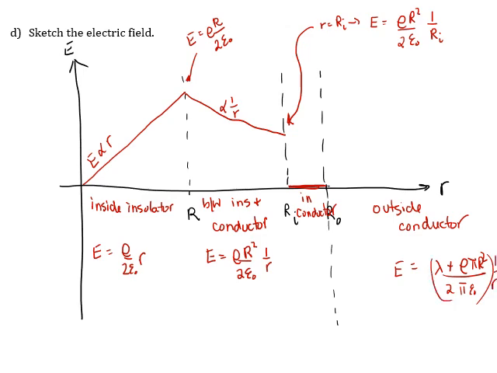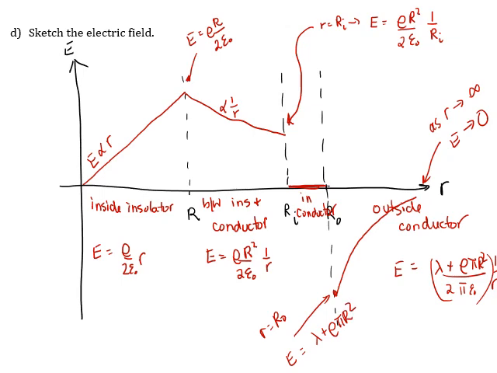Overall, this is a negative charge, so it's going to start at a negative value and tend towards 0 as r gets big. So this bit right here, as r goes to infinity, the electric field goes to 0. At this place here, where r equals Ro, the electric field is equal to lambda plus rho pi R squared over 2 pi epsilon naught times Ro. Okay, so there's a pretty complete graph of the electric field.